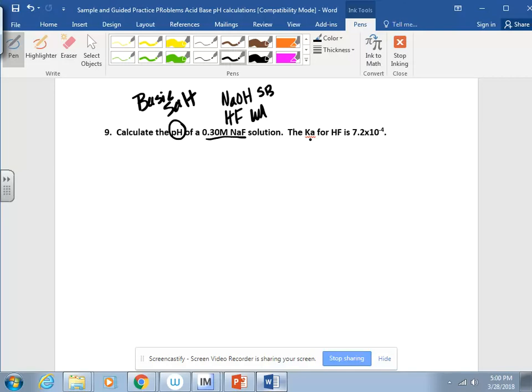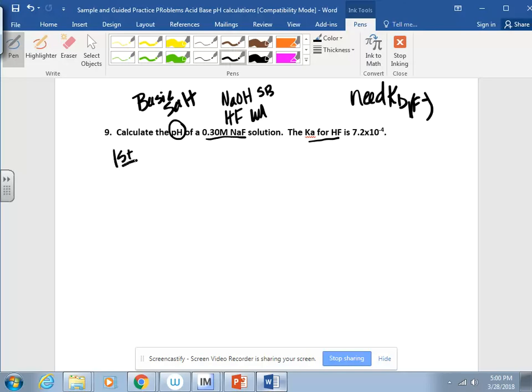Now it gives me the Ka for HF. And remember, in the steps, one of the steps said you need to make sure you find the Kb if it's a basic salt. If it's a basic salt, you need Kb for F minus. So what they've done is they've given you the Ka for HF because we need the Kb for F minus in a few minutes. But let's go back to the first step.